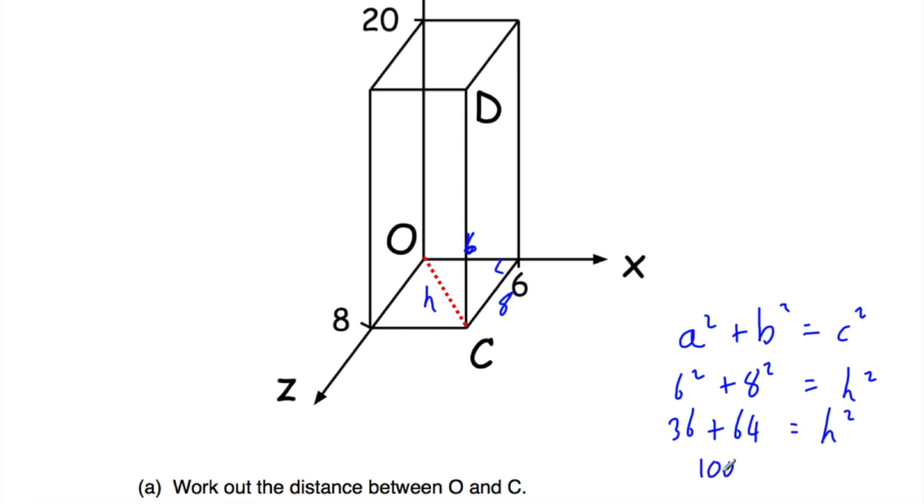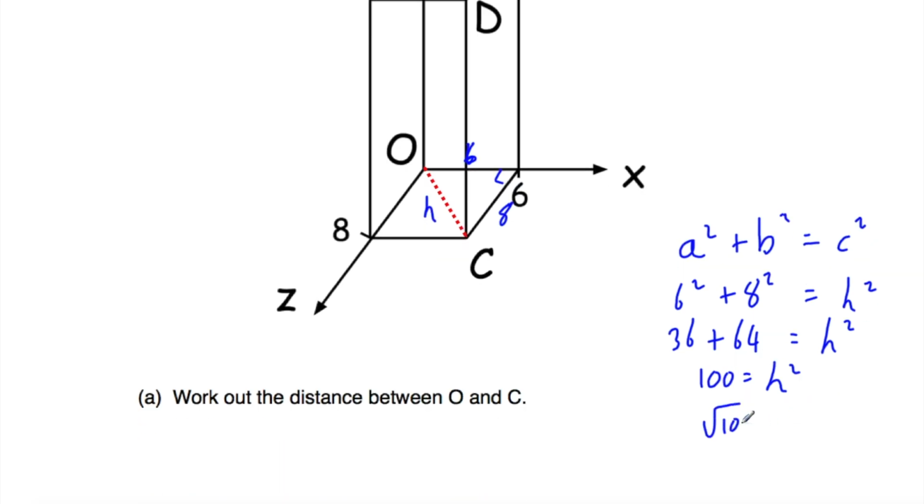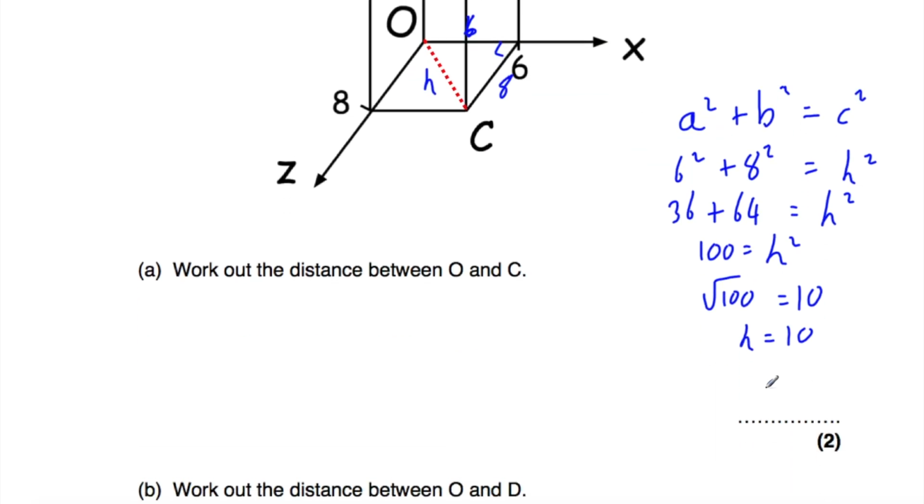Adding those together will be 100 equals h squared, and then we just square root. So if we do the square root of 100, that's equal to 10. So that means h is equal to 10. So that means the distance from O to C is equal to 10. So let's write that down, 10.